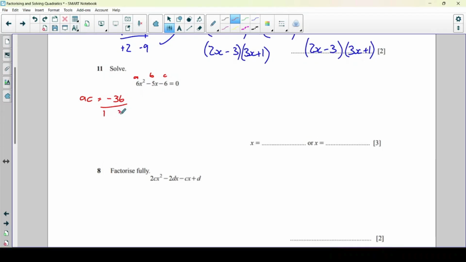The factors of 36 are 1 and 36, 2 and 18, not close yet, 3 and 12, 4 and 9. Those are the ones with the difference of 5. So those are the ones that I want. And it's going to be plus 4 minus 9 to give me minus 5. Now let's split the middle.